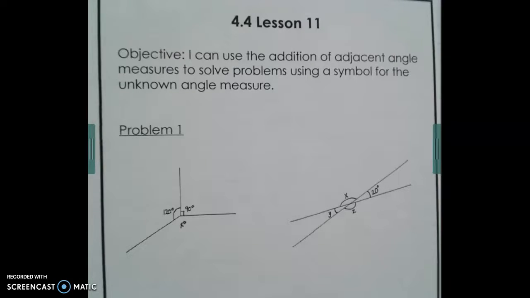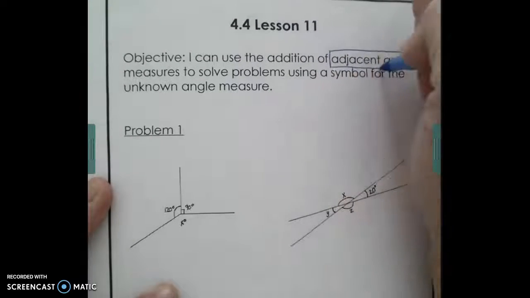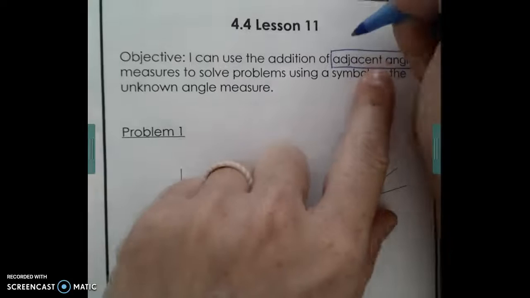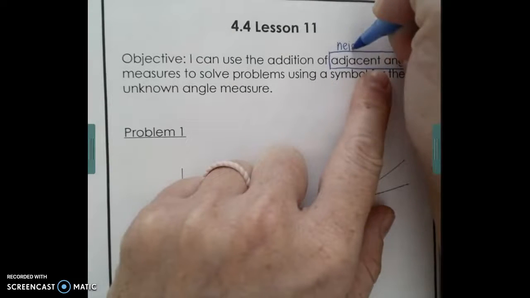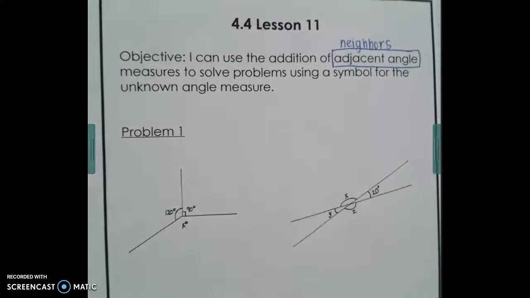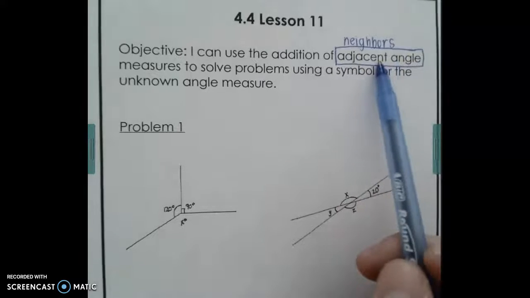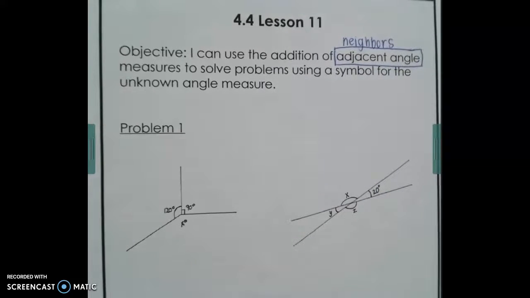All right, we're on 4.4, lesson 11, and it says I can use addition of adjacent angle measures to solve problems using symbols for unknown angle measures. So we don't have our vocab today, but adjacent angles are going to be neighbors. Any angles that are next to each other are going to be called adjacent angles. That's what we mean when we say adjacent. They're just neighbors, okay? They're sitting right next to each other. So we're going to use their clues from our adjacent angles to figure out a missing angle.